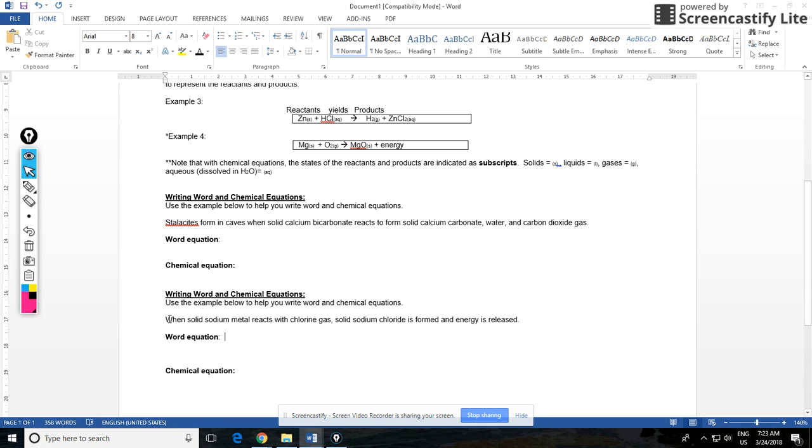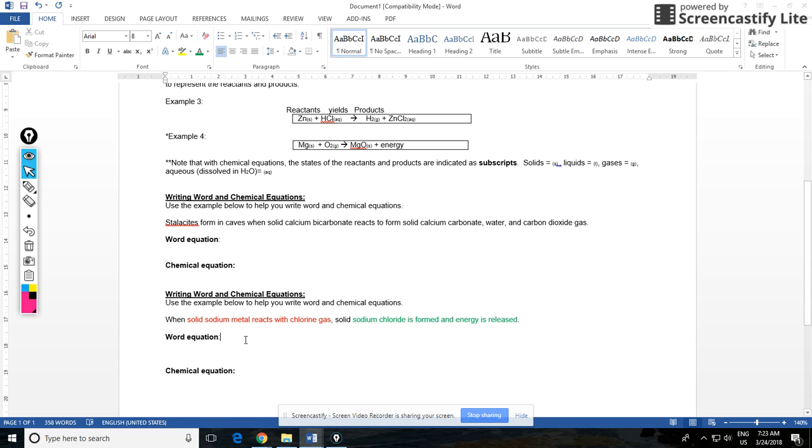So we have a reaction when solid sodium metal reacts with chlorine gas, solid sodium chloride is formed and energy is released. So your first step is to identify your reactants. So you can see the way it's written here. Solid sodium metal reacts with chlorine gas. Those are your reactants. Highlight them in red here. And we see that solid sodium chloride is formed and energy is released. So those are your products. We'll put them in green.